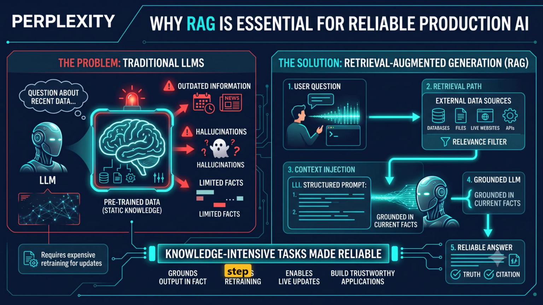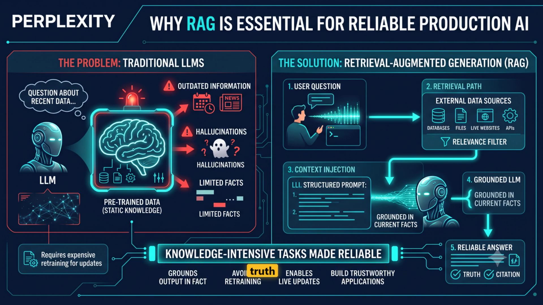Look at step 3 and 4 in the middle right, where context injection feeds that structured prompt straight into a grounded LLM. Two tools solve this today, LangChain and LlamaIndex. Here's the key difference between them. LangChain provides a broad orchestration ecosystem for complex multi-step chains, while LlamaIndex specializes in highly optimized data connectors and vector indexing.